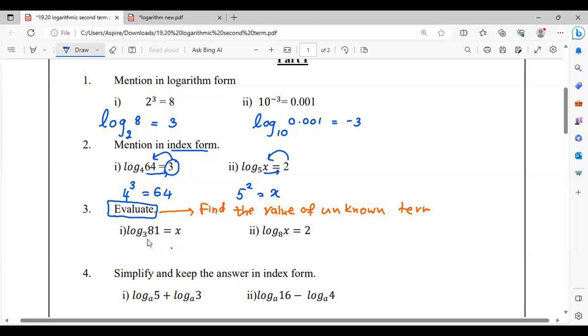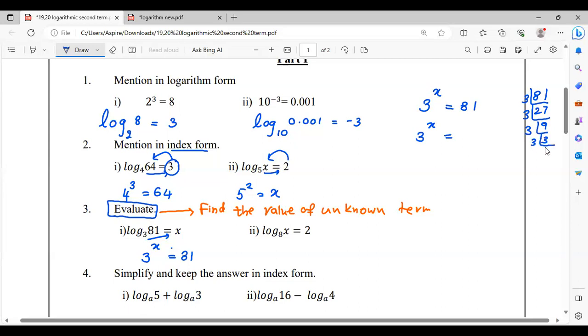How do we express it? It is 3 to the power of x equals 81. Now you can express 81 also as a power of 3. How do we identify what the power is? You can divide 81 by 3. It's 27. Again divide by 3. It's 9. 9 divided by 3.